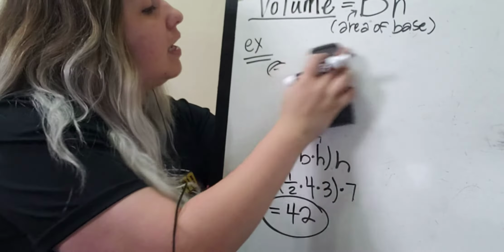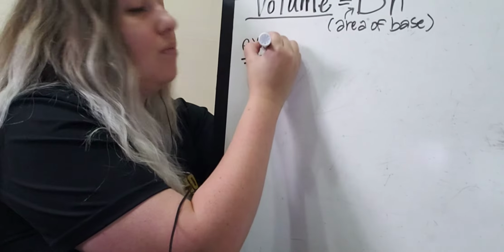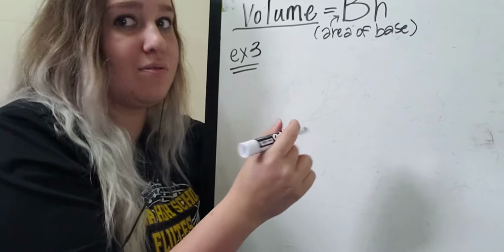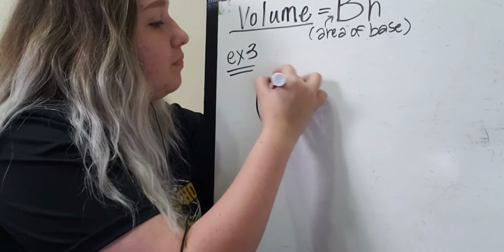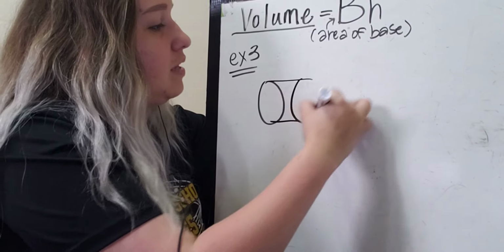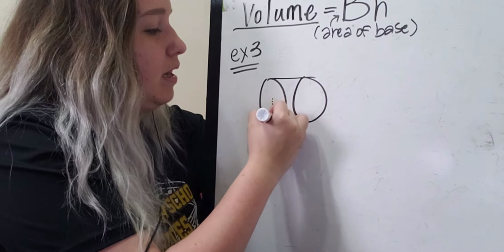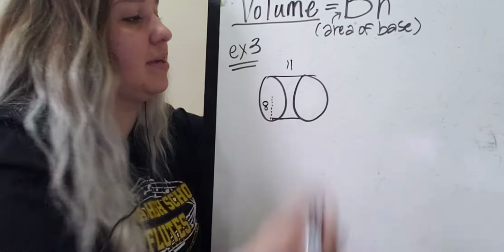Example 3. Example 3 is going to be our cylinders. Almost got interrupted by one of my littles there. Okay? That's why I was telling her to go away. So, here's the first one. I'm going to give you a radius of 8 and 11 on the side.